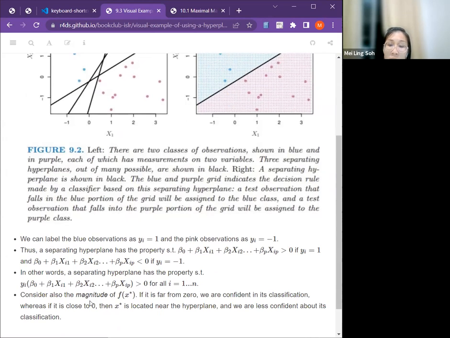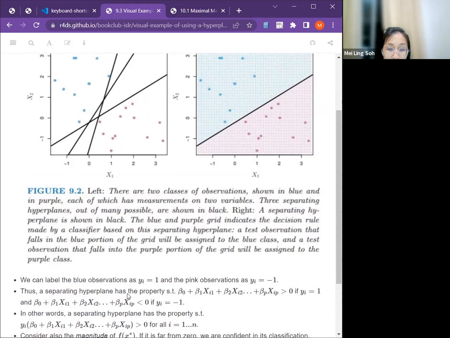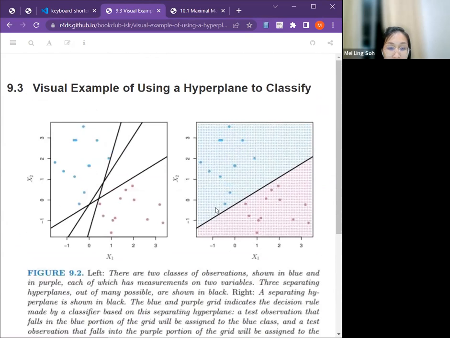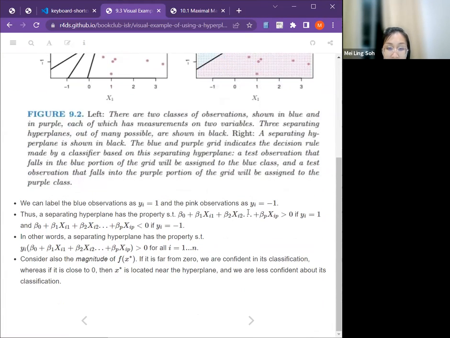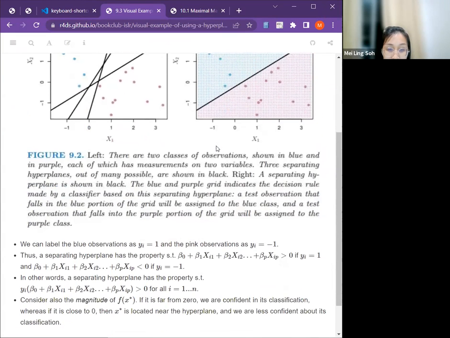Then we also want to consider something called the magnitude of this function. If the magnitude is far away from 0, let's say this point at the end where it's far away from these hyperplanes, we can say that we are confident in its classification. But when it's nearer to 0, meaning nearer to the hyperplane, we are less confident about its classification.